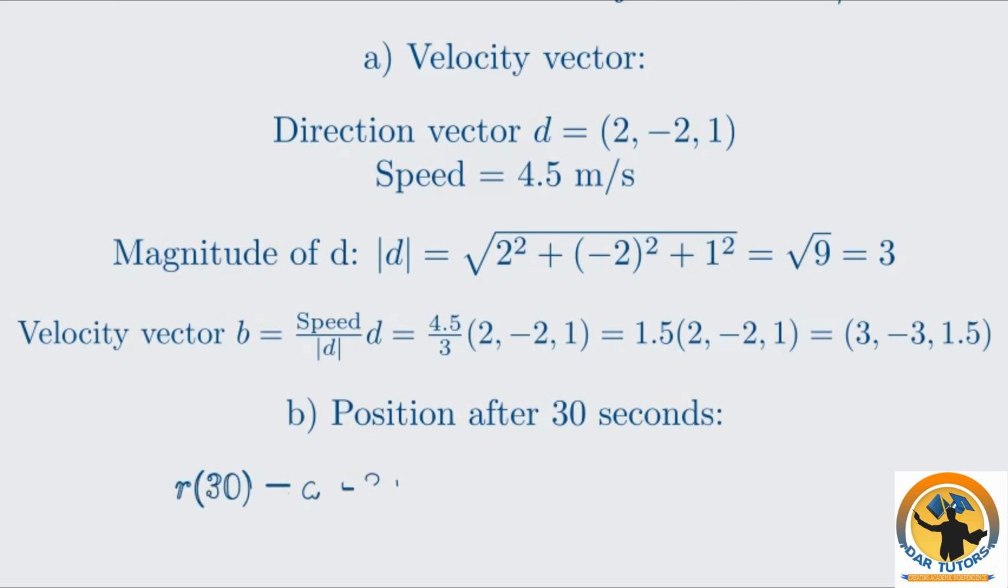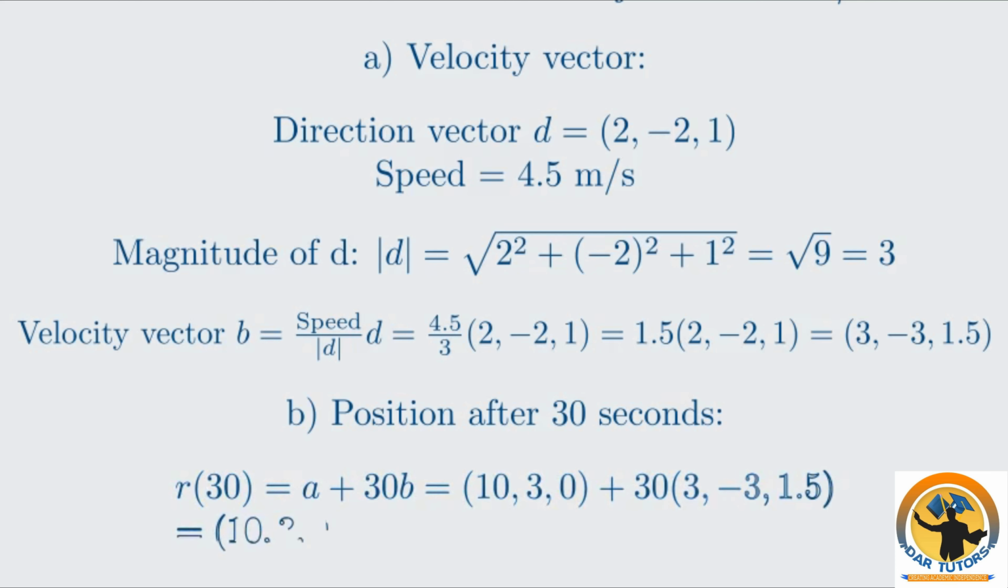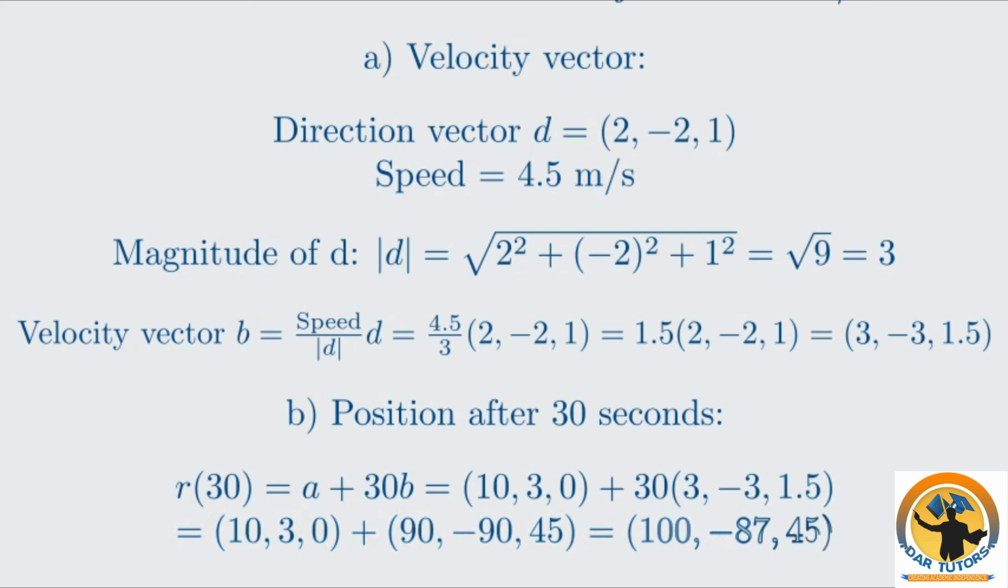We use r equals a plus t b. The initial position, a, is (10, 3, 0). The time, t, is 30. And we just found the velocity vector, b. Substituting these values, we get the position vector (100, -87, 45). So, after 30 seconds, the cable car is at the point (100, -87, 45).